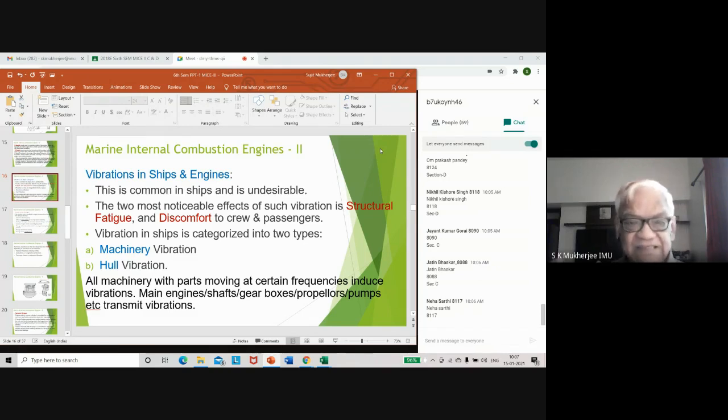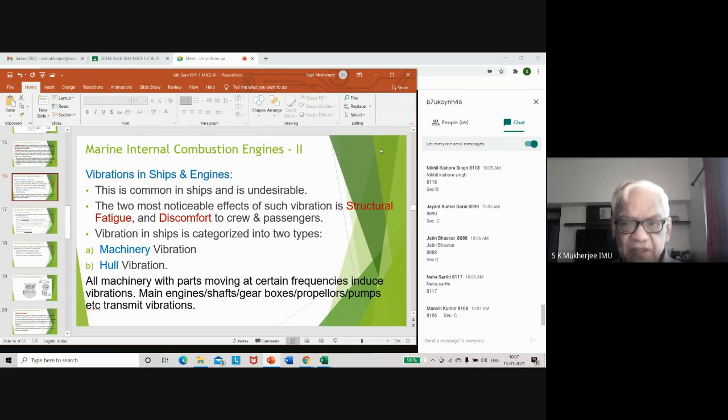The hull vibration is generally generated from the propeller. When the propeller starts vibrating, it transmits the vibration into the hull of the ship, that is the aft part of the ship. But definitely you can find it even at the forepeak, the hull vibration. If you put your ear to any structural part of the engine, you will get the sound of the engine and the propeller very clearly, because sound travels through a solid medium much better than a rarer medium like air. So the two sources of vibration are machinery vibration and hull vibration.